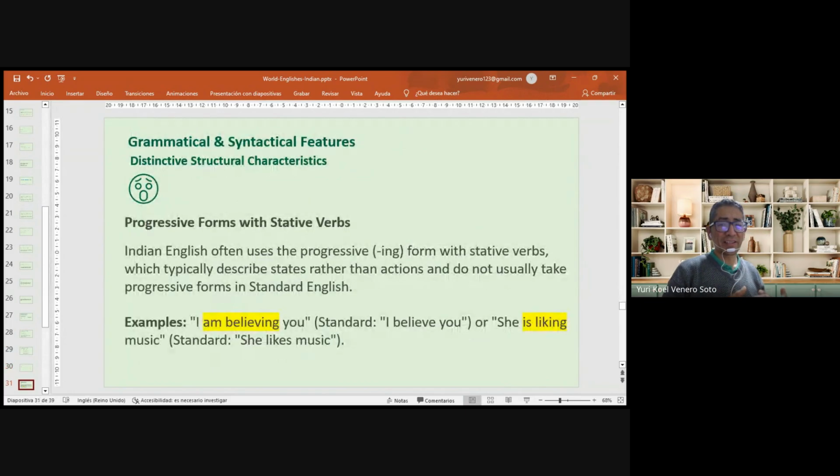Now let's speak about grammatical and syntactical features. Here we can say progressive with stative verbs. When we learn English, they tell us you cannot say I am liking, but in this variety of English, you can say I am believing you or she is liking music. So that is correct in Indian English.